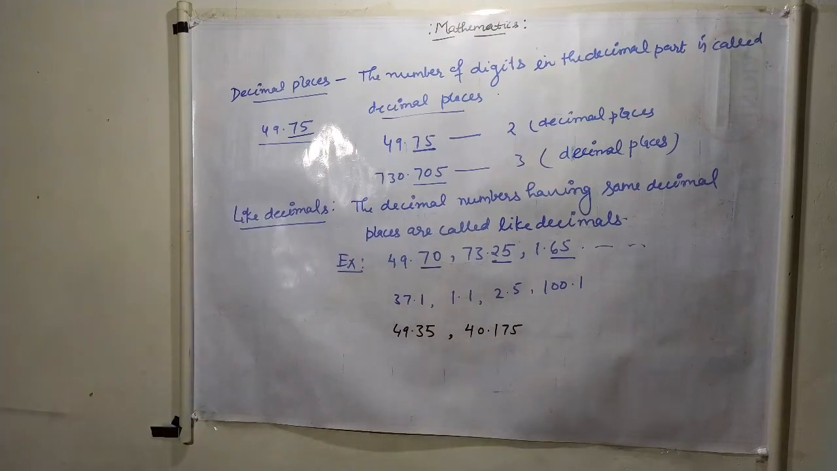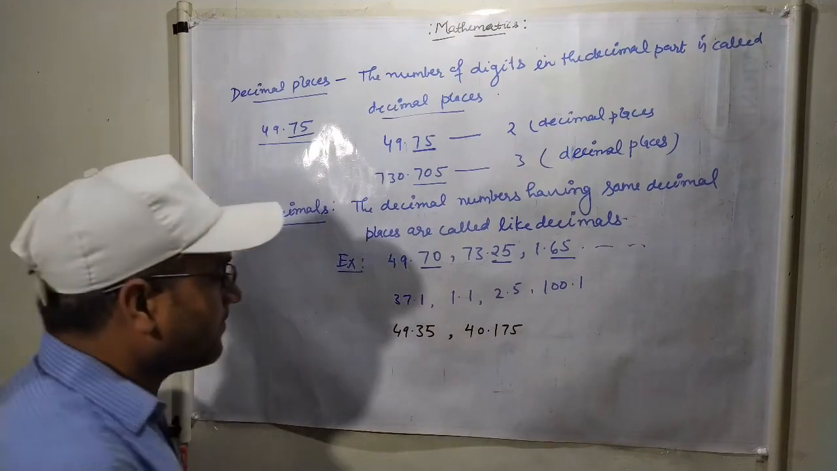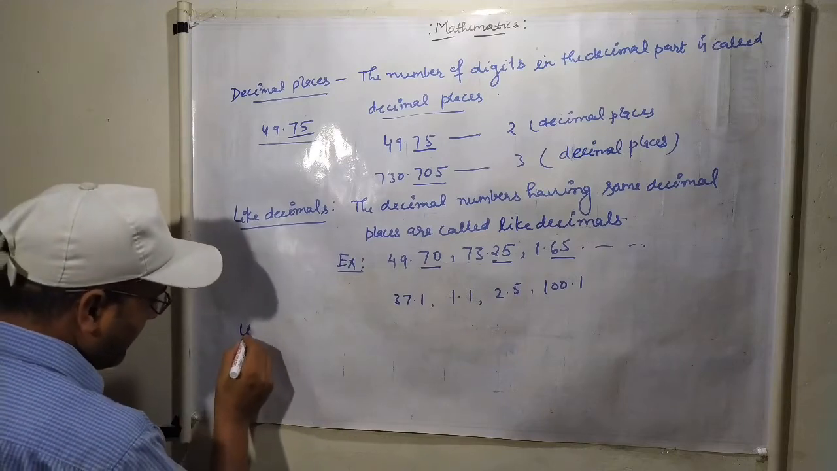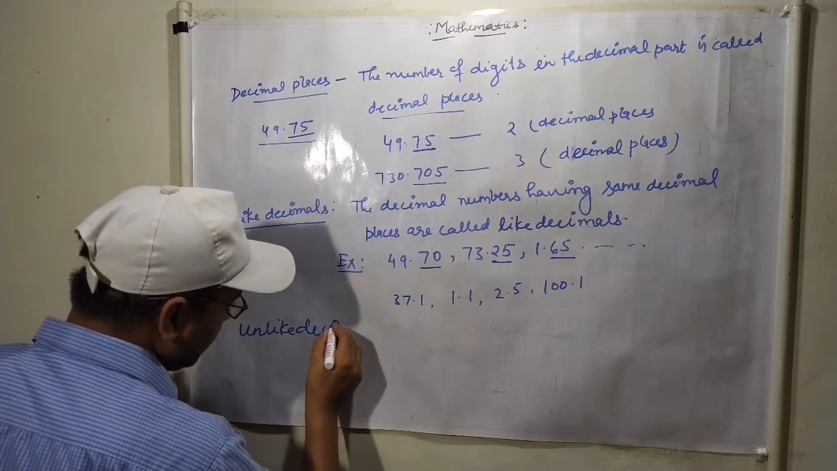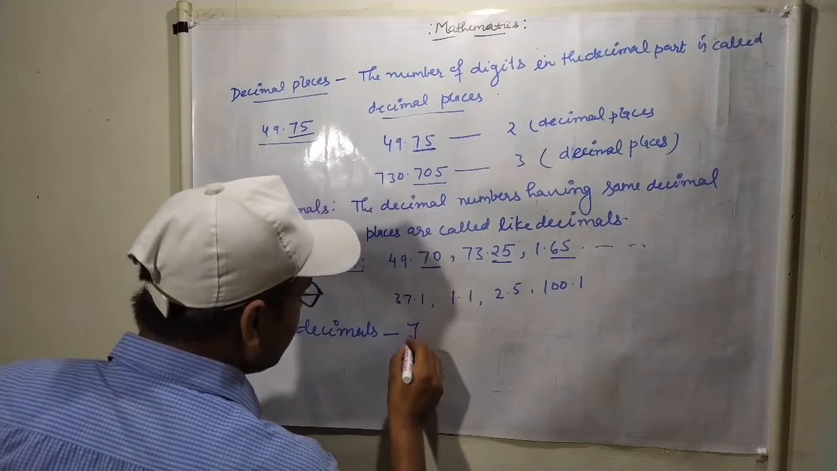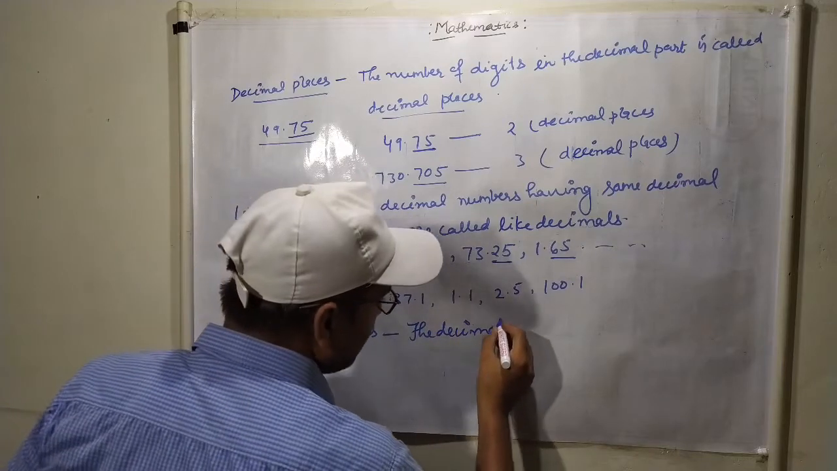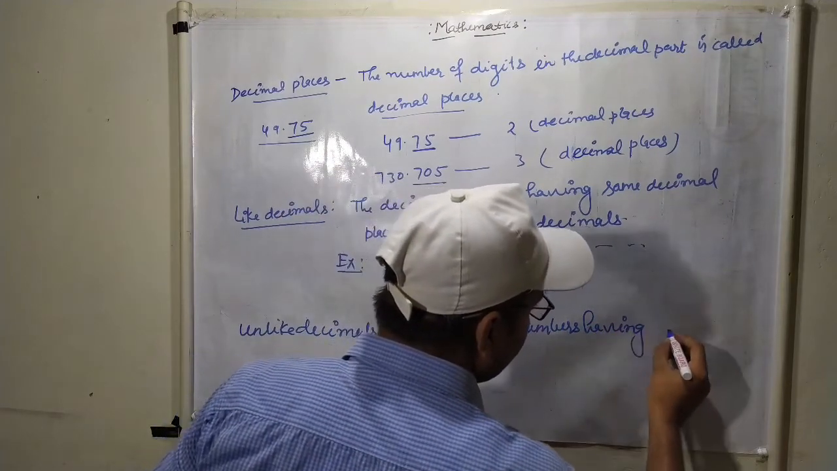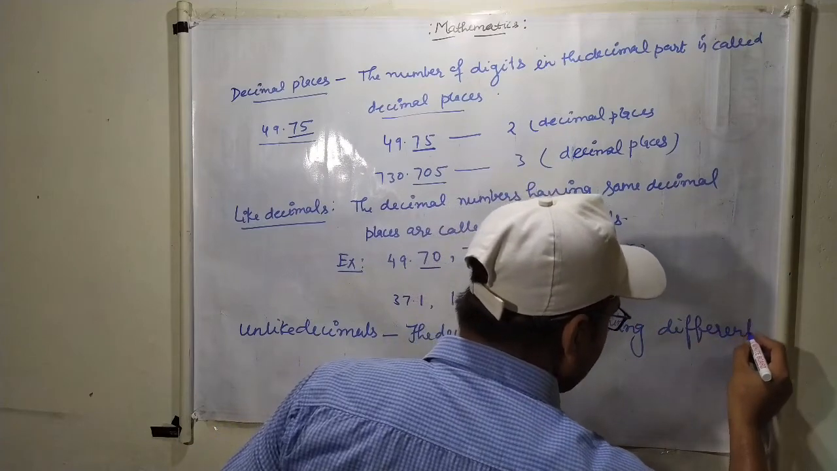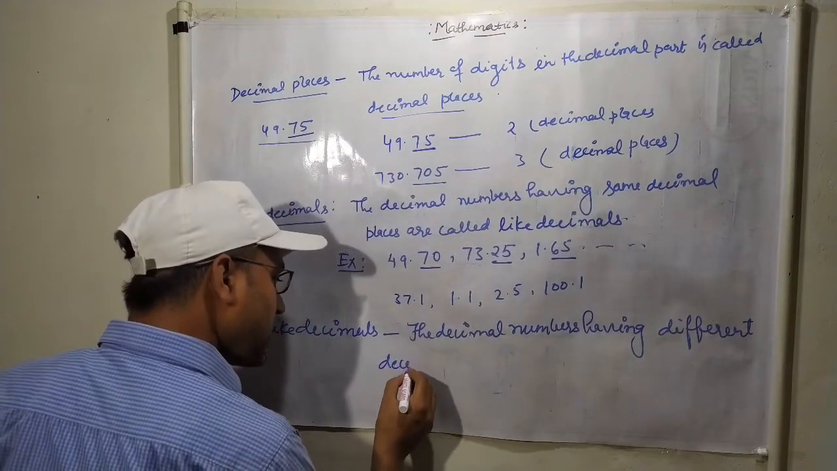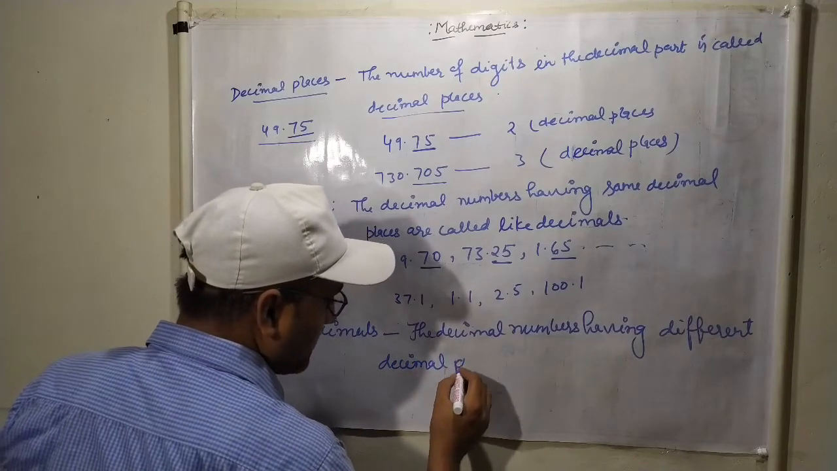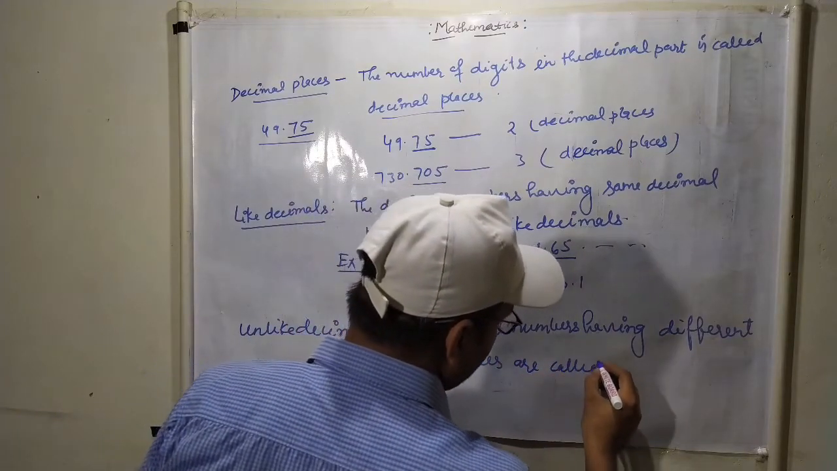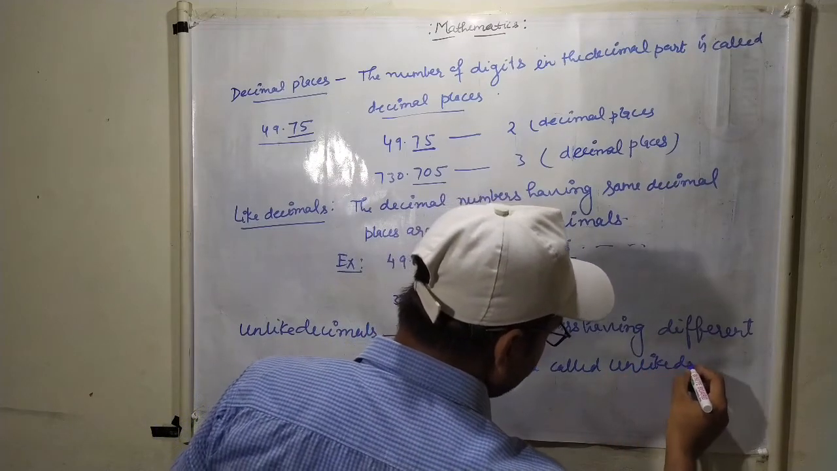The decimal numbers having different decimal places are called unlike decimals.